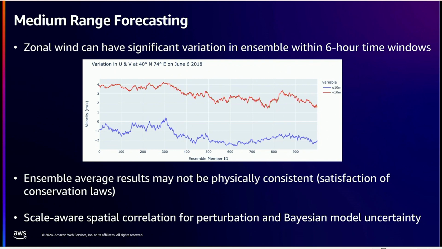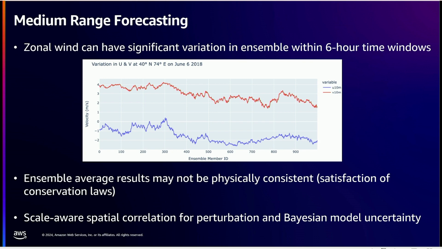Let's look at the results for the medium range forecasting across the ensemble. We see that zonal wind, which is the variable that I was talking about, the velocity at a certain height, like 10 meters, has a significant variation in this ensemble that is done in this autoregressive way across the 7 days. For example, here you see we started with June 1st, so after 5 days, we start seeing a significant fluctuation in these velocities.